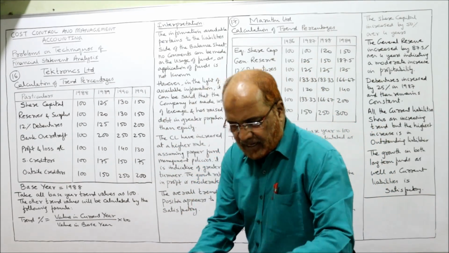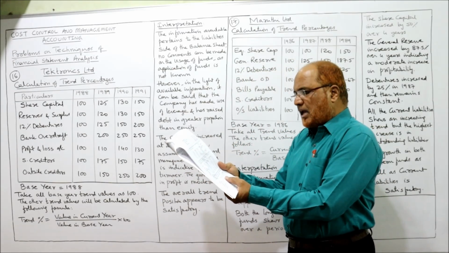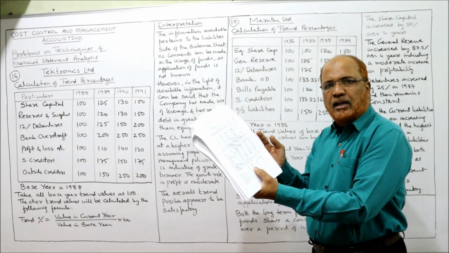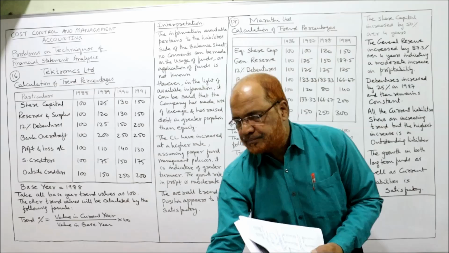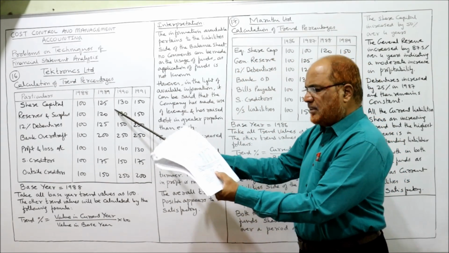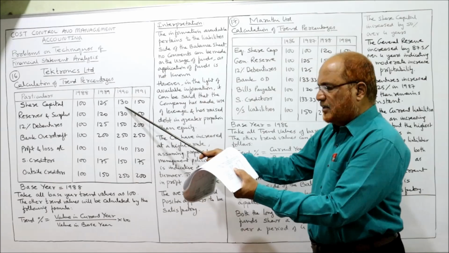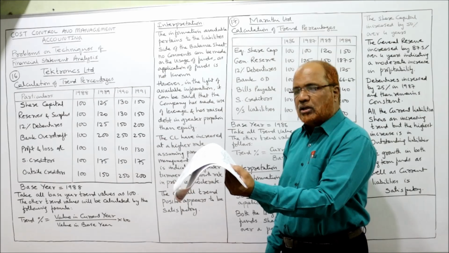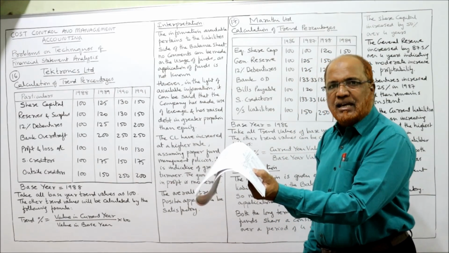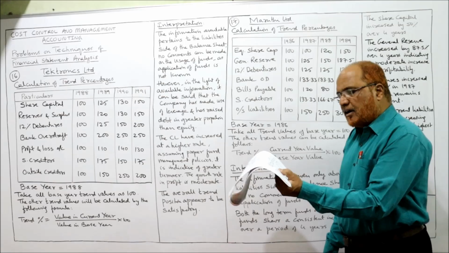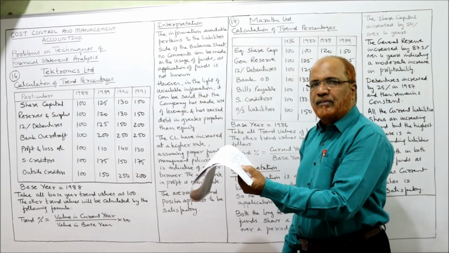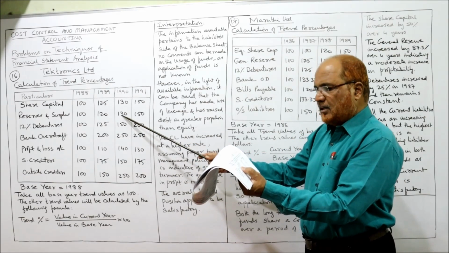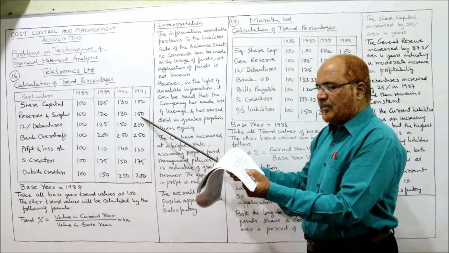Now next year, 1989, share capital, current year 125. So 125 by 100 into 100, you will get 125. Similarly, 130 by 100 into 100, 130. 150 by 100 into 100, 150. So share capital values we got. Now reserves and surplus, base year it is 50 and current year it is 60. So 60 by 50 into 100, you will get 120. 65 by 50 into 100, 130. 75 by 50 into 100, 150.